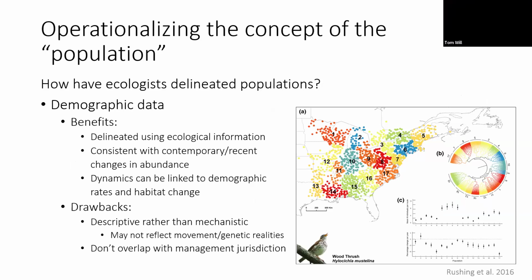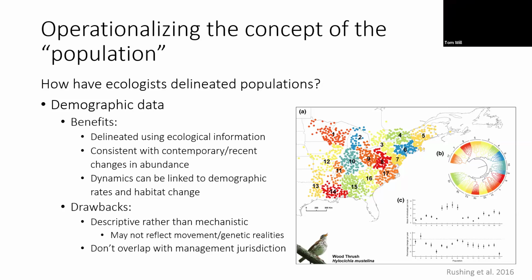And we came up with this approach. This was published a long time ago now, where we took BBS data at the route level, so each of these dots here is a single BBS route, and we filtered out some routes that don't have enough years of data or don't count many wood thrush. We were left with these routes where we could say, at the level of the individual BBS route, what is the rate at which wood thrush are declining? And on average, how many birds are counted, right?